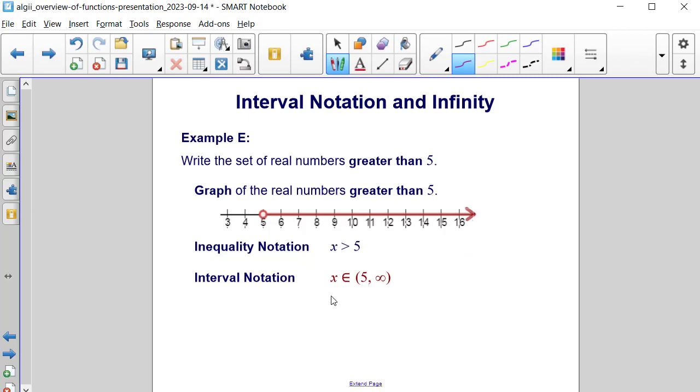And here's the solution to this example, and it does end up being the same interval that we found, and that's that x is contained in the open interval from 5 to infinity, and we have parentheses on both sides.